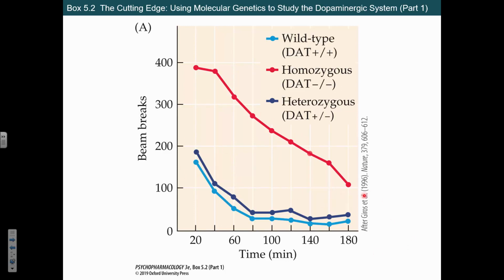This is when the mouse is getting tired. You know, 180 minutes, I mean, we're 3 hours into it, so. That's an active mouse, right? Like 400 times within the first 20 minutes, it's running back and forth across this cage. I mean, that's really what this is telling us, right? That's a pretty hyperactive mouse.